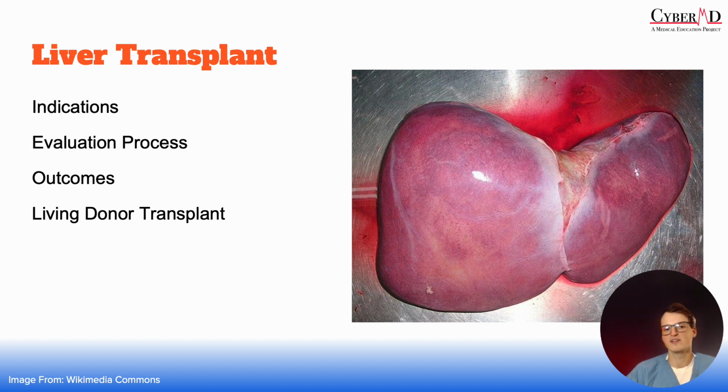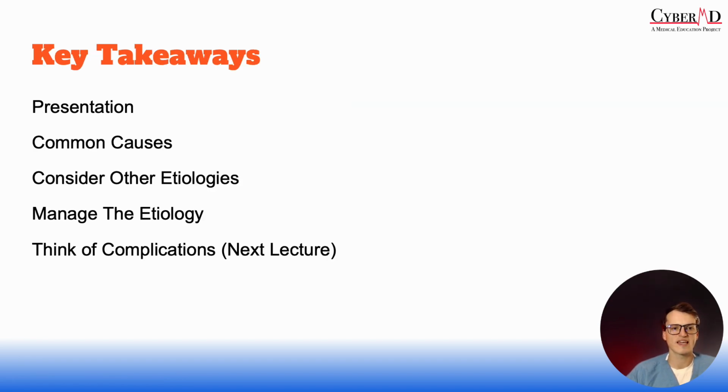And so there is one special niche topic, probably outside the scope of USMLE Step 2, but living donor transplantation is an option where a portion of a healthy liver is donated, typically from a family member, maybe a close friend, and that can reduce waiting times for a transplant patient and has pretty good outcomes both for the donor and the recipient. All right, so key takeaways.